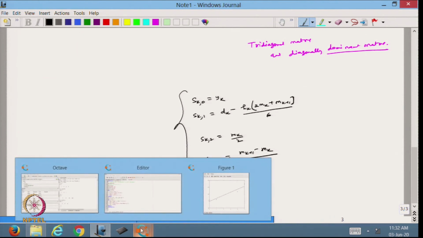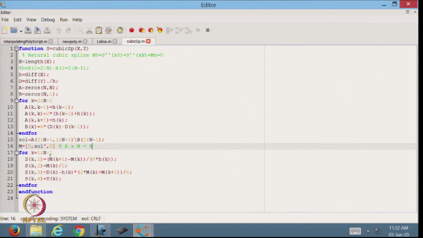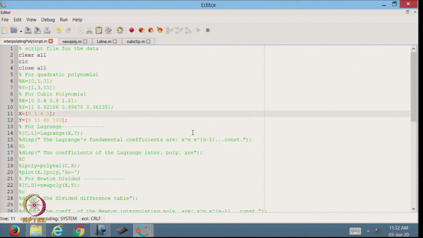So that coefficient I am calculating here. sk1 is this, sk2 is mk by 2, sk3 is dk minus hk multiplied by 2 times this by 6, and sk4 is yk, whatever the value we have here. So this is the end of this function, and I pass this as the coefficient s here. I saved this, and the name is cubic SP. So let us try to run this one.